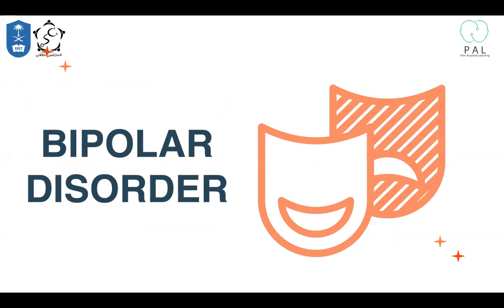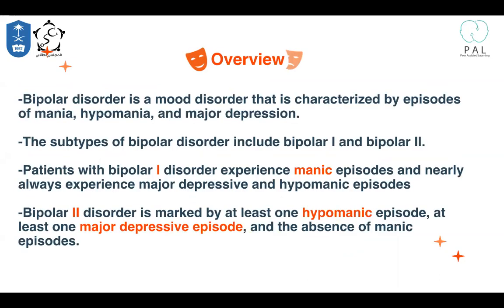في سؤال قبل ما نروح للبايبولر. Okay. طيب, bipolar disorder it's a mood disorder characterized by episode of mania, hypomania, and major depression. عندنا two types, bipolar 1 و bipolar 2. الbipolar 1 عندهم mania, الbipolar 2 عندهم hypomania و major depression and the absence of manic episode.